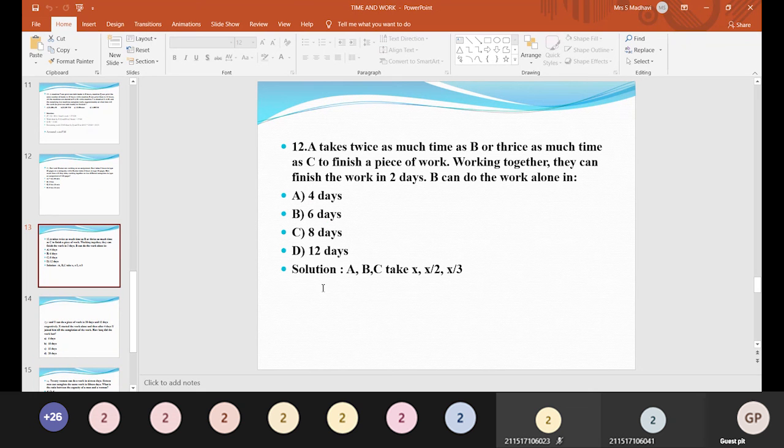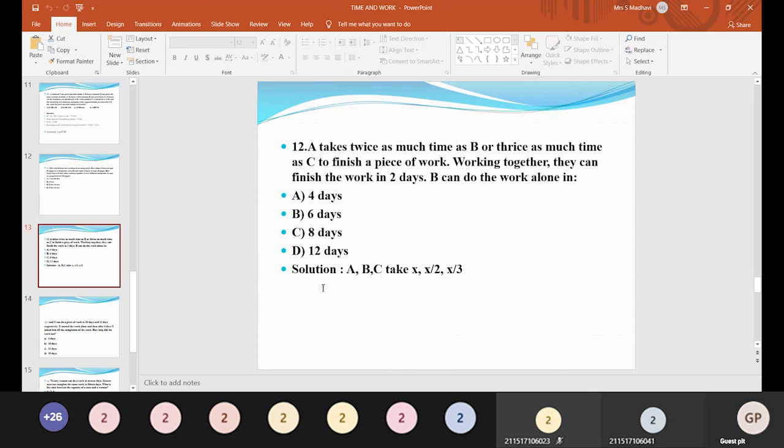Coming to the 12th problem. A takes twice as much time as B and thrice as much time as C to finish a piece of work. Working together, they can finish the work in 2 days. B can do the work alone in how many days? Now we need to find the time taken by B alone.